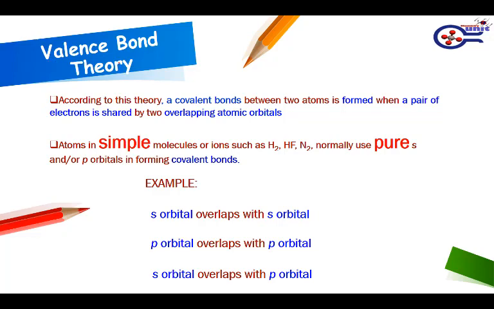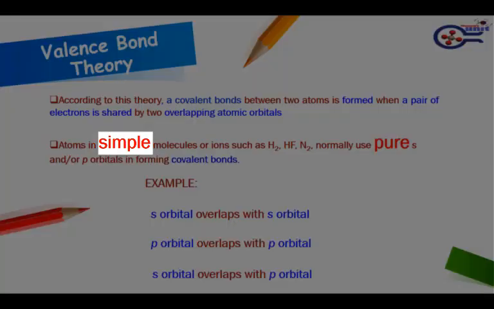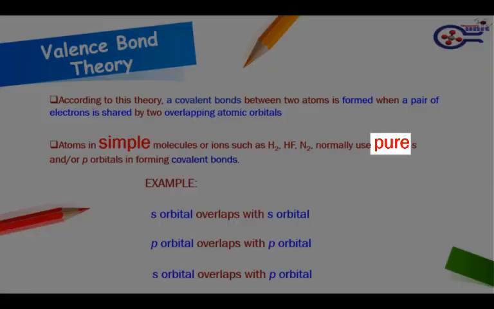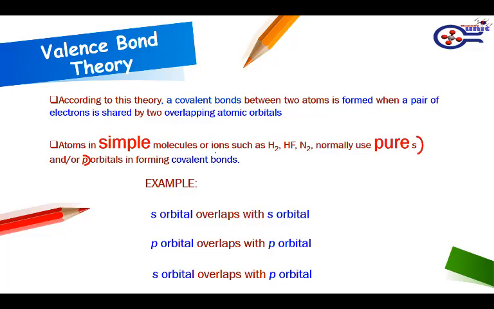As you know, a covalent bond is formed when electrons are shared between two atoms to become octet. According to this theory, a covalent bond between two atoms is formed when a pair of electrons is shared by two overlapping atomic orbitals. Atoms in simple molecules or ions such as hydrogen, hydrogen fluoride, and nitrogen molecules normally use pure orbitals such as s and p orbitals in forming covalent bonds.